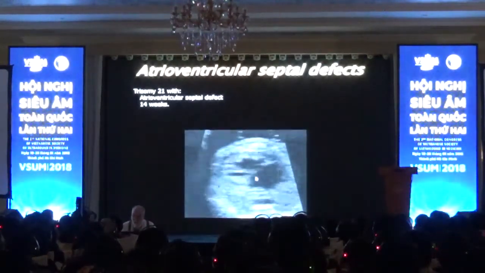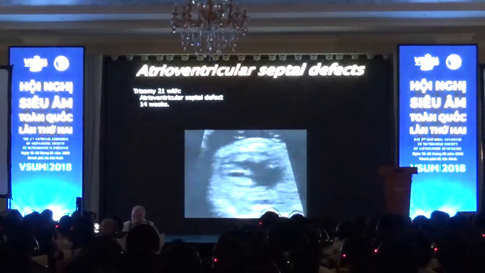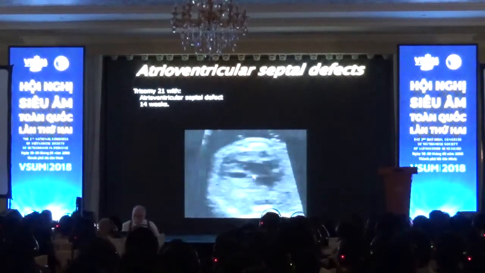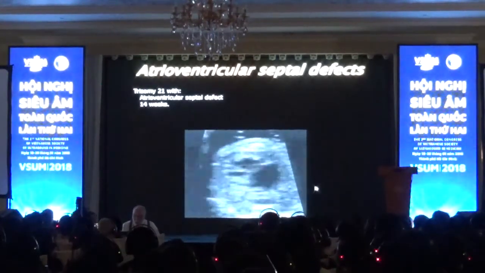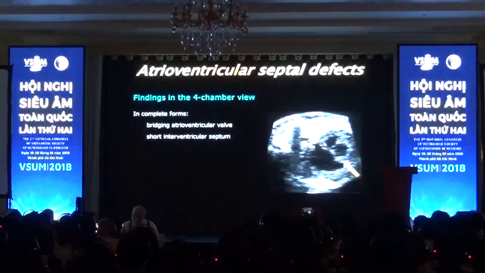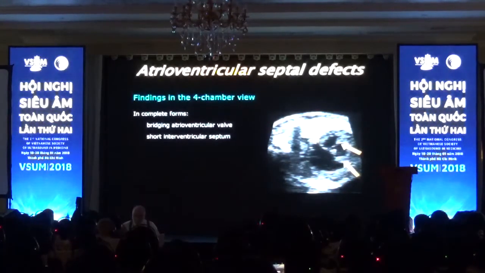Here's a younger baby, also trisomy 21, 14 weeks. You see the big gap at the septum, and you see this large floppy valve that is bridging over the two ventricles. Now, what are the findings in the four-chamber view? In the complete form, you have this bridging AV valve. You have a shortened interventricular septum, and you see here the corded tendon going onto the right side of the septum. So this is Rastelli classification type A.